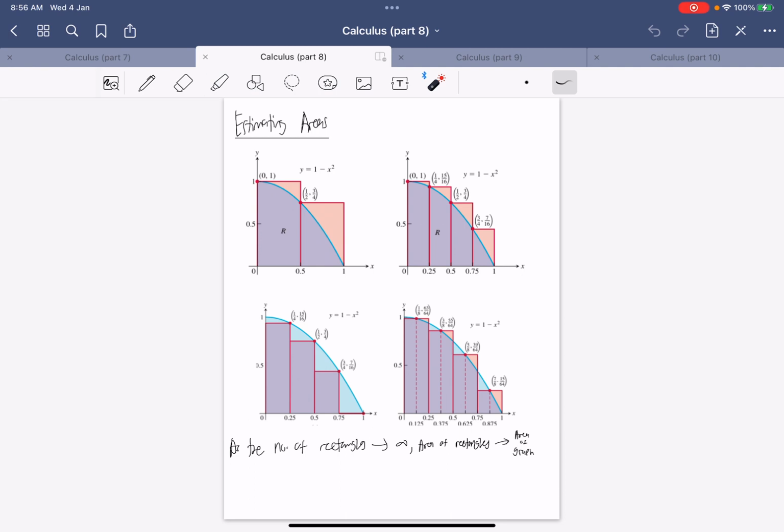And so we can see that as the number of rectangles increases to infinity, the area of the rectangles will approach the area under the graph. And that's really what we want to capture: the idea of taking a limit to infinity of the sum of the areas, which will be the area under the graph.